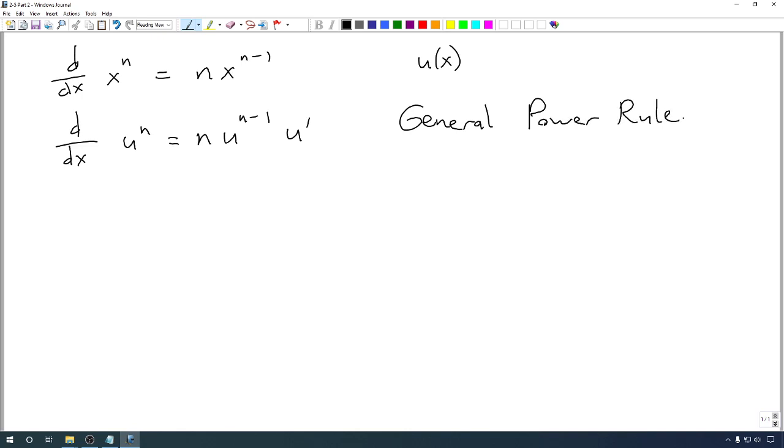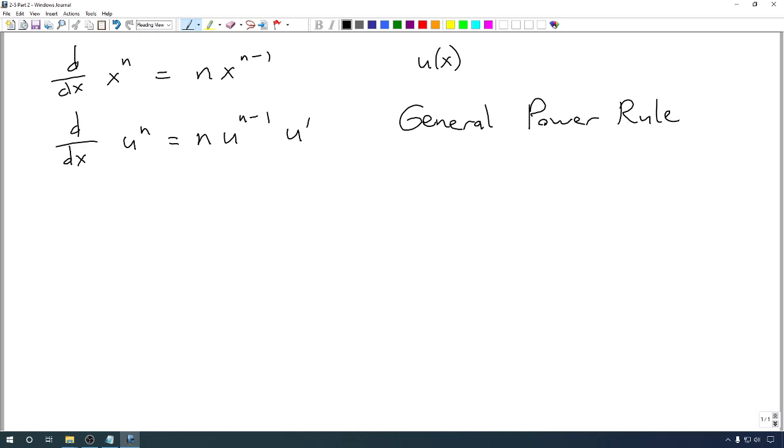In fact, some of your homework problems will probably ask you to use the general power rule in order to do some problems. Really, we're just using the chain rule and the regular power rule, but here it's just kind of combined. Now, this is a pretty common thing to do.